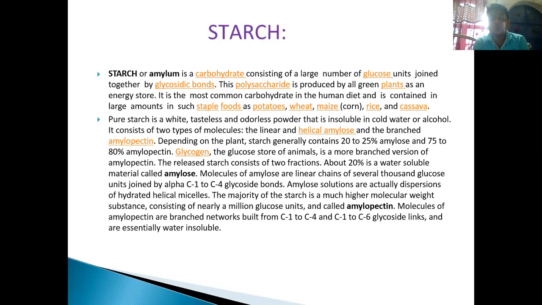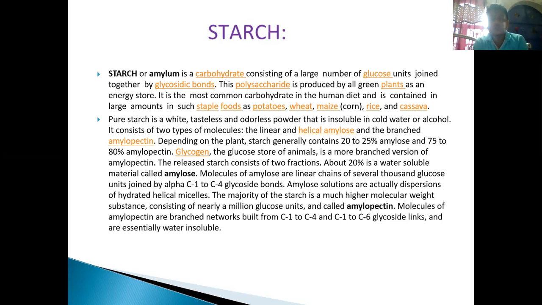It consists of two types of molecules: one is the linear or helical amylose and the other is the branched amylopectin. Depending on the plant, starch generally contains 20 to 25% amylose and 75 to 80% amylopectin. Glycogen, the glucose store of animals, is a more branched version of amylopectin.